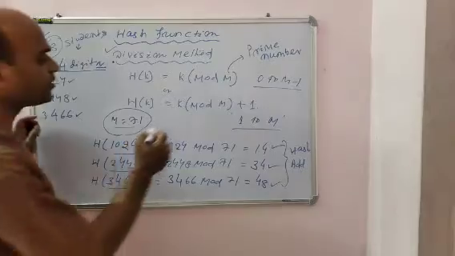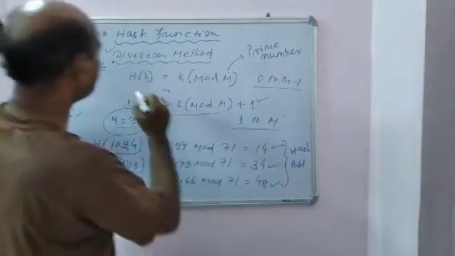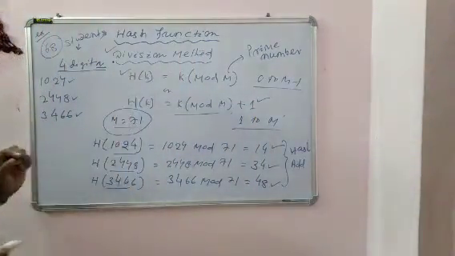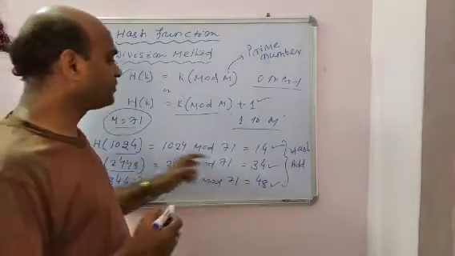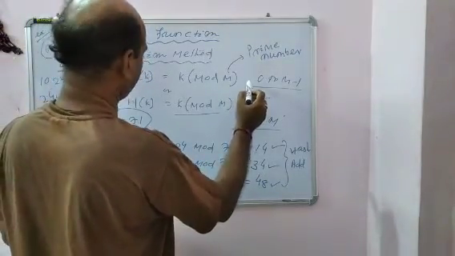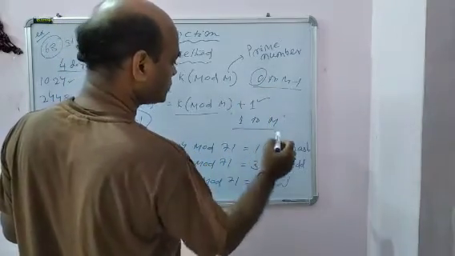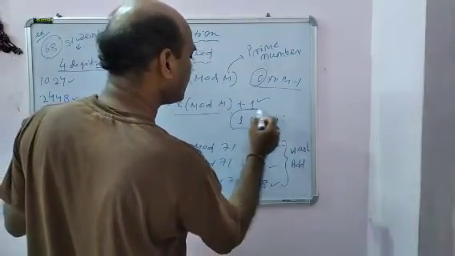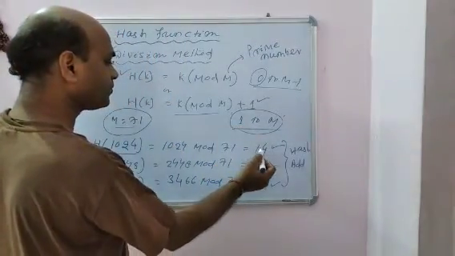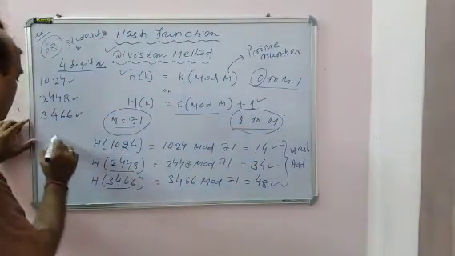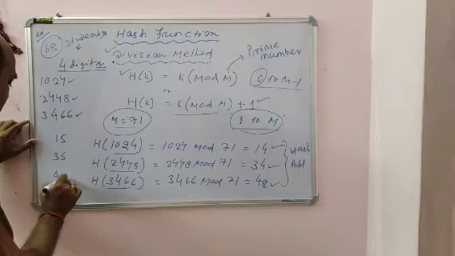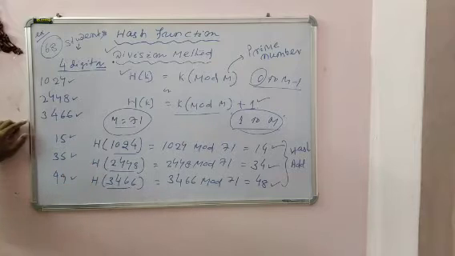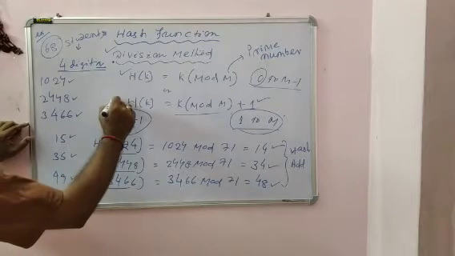Similarly, if we use the second formula, the value of the hash addresses will be just plus 1. If you are considering starting from 0, this will be the answer. If you are considering starting from 1, it will be 15, 35, and 49. So in this way we can get the memory address by applying the second formula.